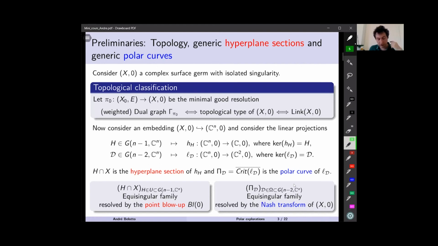At the end, all of these hyperplane sections, the ones in this open set, are going to be smooth, and the family has no base points. In the same way, we can do the same for the polar curves, and in here it's going to be related to the Nash transform.